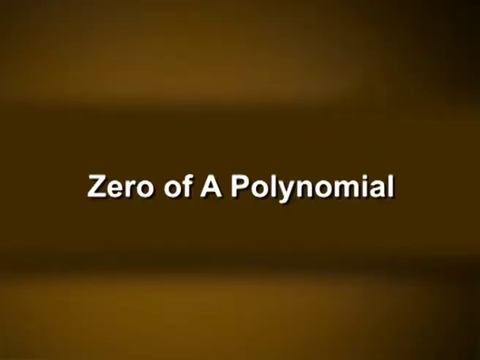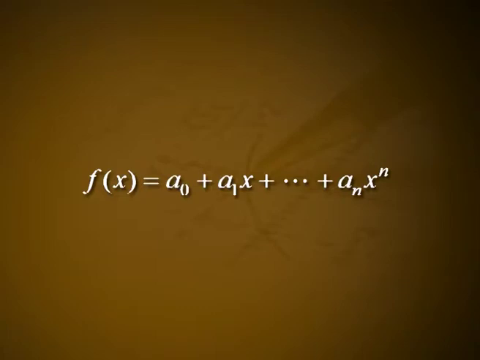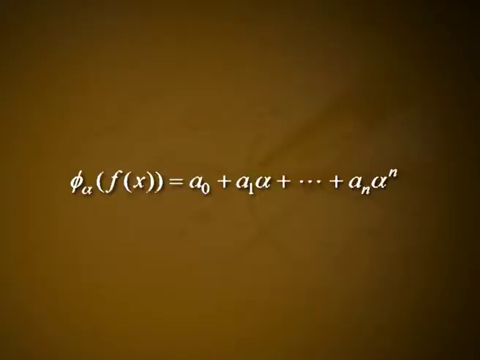0 of a polynomial. Definition. Let F be a subfield of a field E and let alpha be an element of E. Let f of x equal to a naught plus a1x plus etc. plus a n x raised to n be in F of x, and let phi alpha from F of x to E be the evaluation homomorphism of theorem 3. Let f of alpha denote phi alpha of f of x, which is equal to a naught plus a1 alpha plus etc. plus a n alpha raised to n. If f of alpha is equal to 0, then alpha is a 0 of f of x.